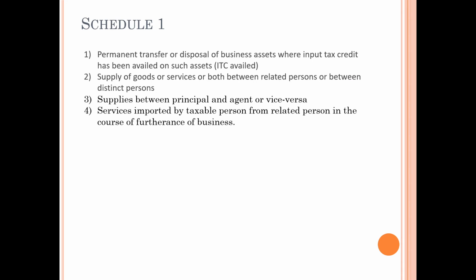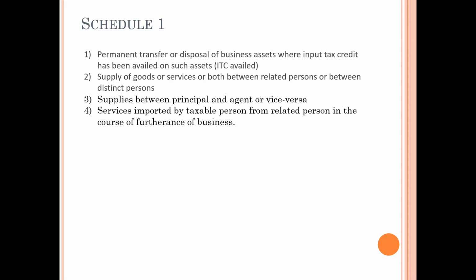What does schedule 1 include? First, the permanent transfer or disposal of the business assets where ITC has been availed. We'll take one example of it. Say for example, I am a cloth merchant. I have purchased a cloth. I have taken ITC on the same. Now I have given it to my brother. I did not take the payment from him. So is GST leviable on it? Yes, GST is leviable since I took input tax credit. There are two options, either levy the GST or else reverse the input tax credit.